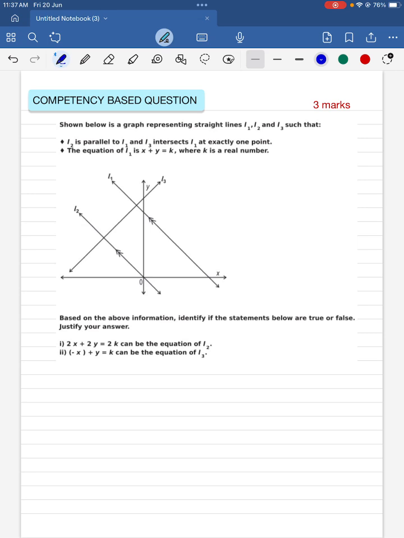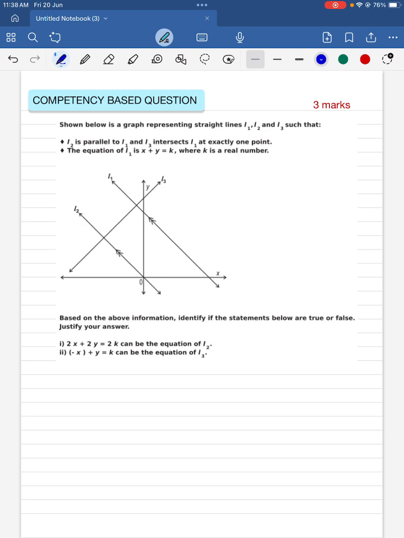In this video, I'll be doing a competency-based question for 3 marks and it's from the lesson A Pair of Linear Equations. Shown below is a graph representing straight lines L1, L2 and L3 such that L2 is parallel to L1 and L3 intersects L1 at exactly one point. The equation of L1 is x plus y equal to k, where k is a real number, and they've shown the graph here.